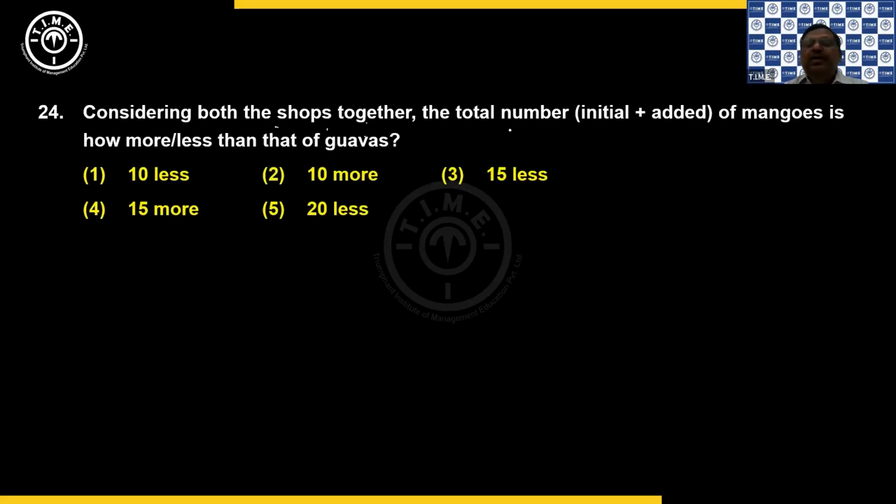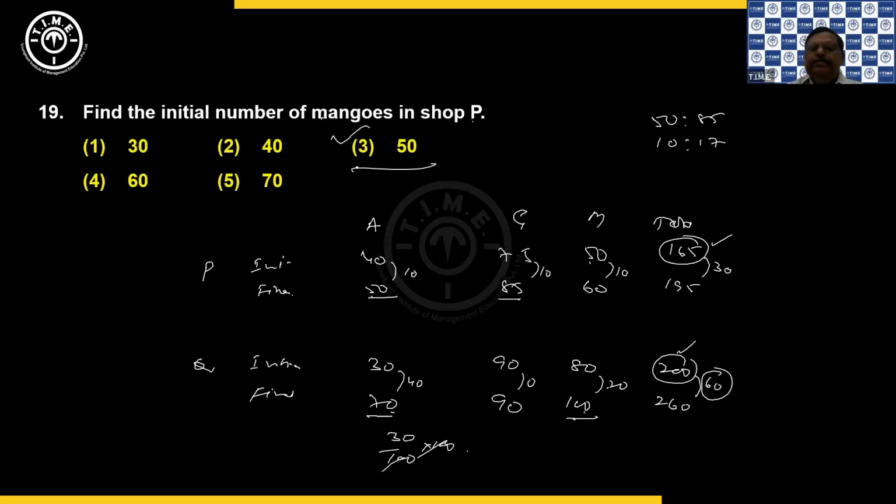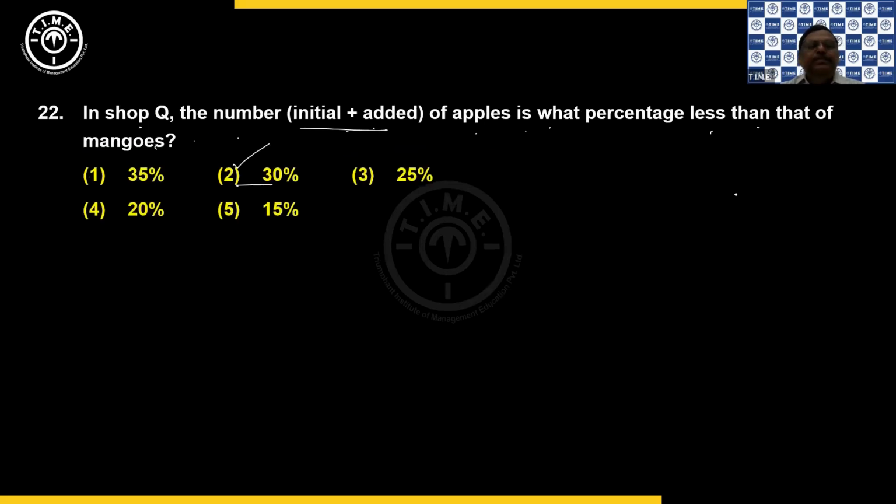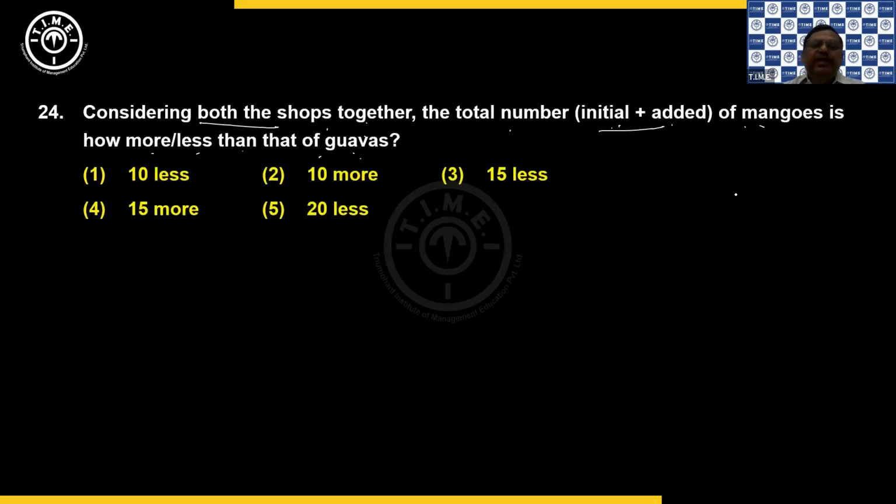Considering both shops together, the total number, both initial and added, of mangoes is how much more or less than that of guavas? Total mangoes in both shops together, final value, is how much more or less than guavas. Mangoes is 60 plus 100, 160. Guavas is 85 plus 90, which is 175. So mangoes is 15 less than guavas. Yeah, 15 less.